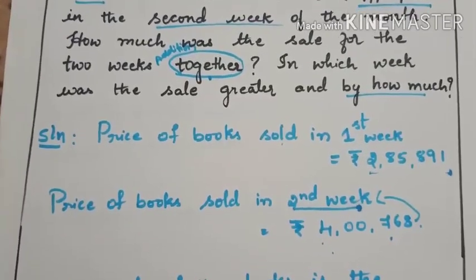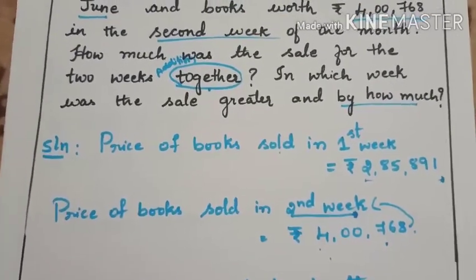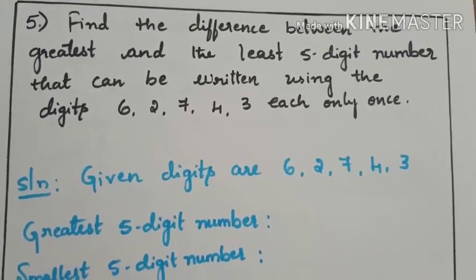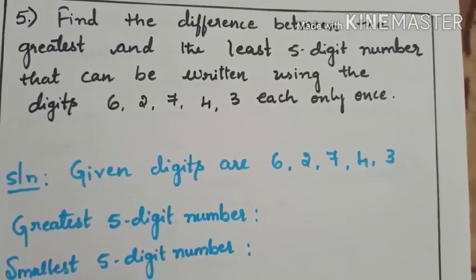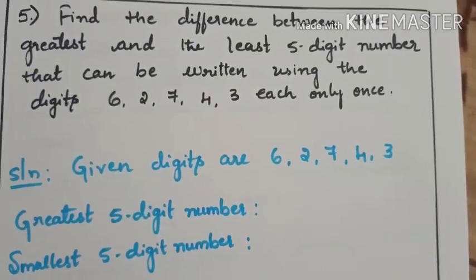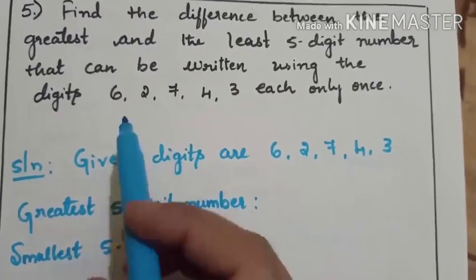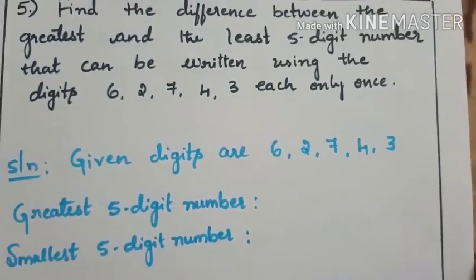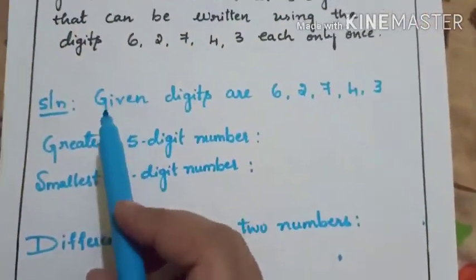Okay, let's move to the 5th question. Find the difference between the greatest and the least 5-digit number that can be written using the digits 6, 2, 7, 4, 3, each only once. Fine. Let us write the solution.